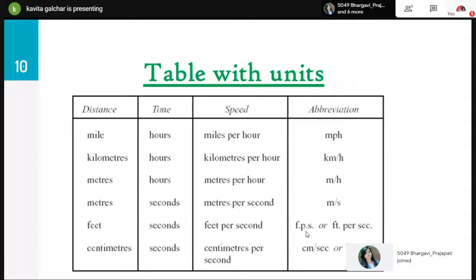Here you can see that distance can be in different units, that is, it may be in miles, kilometers, meters, feet, or centimeters. Time can be in hours or seconds. It depends on what the question requires. You need to convert the units in the following manner according to the question. Okay.